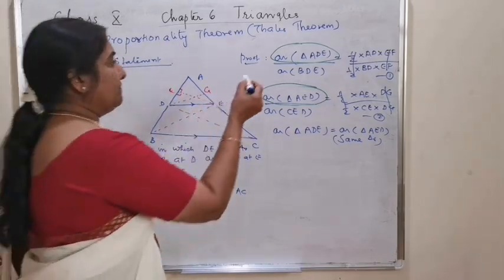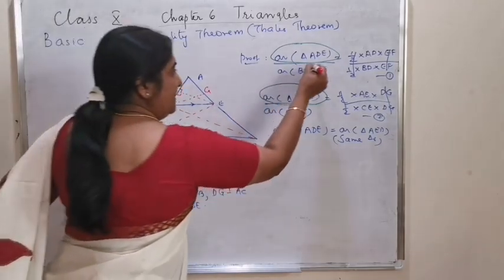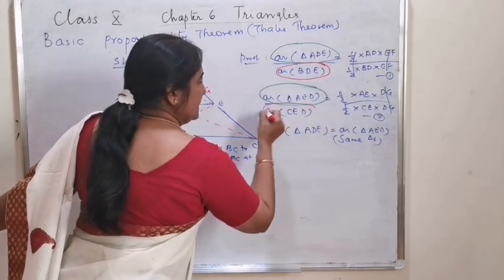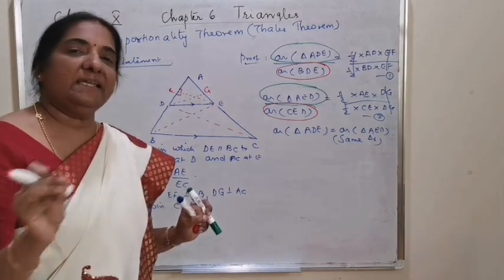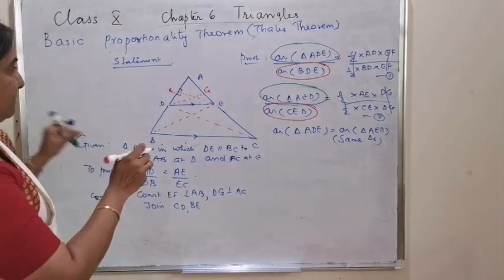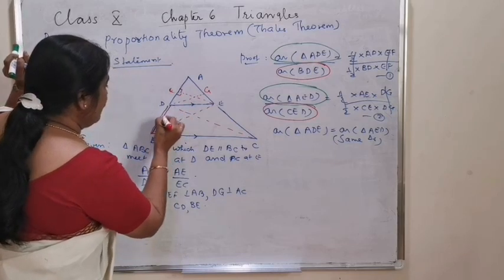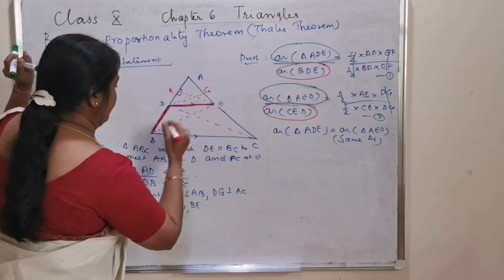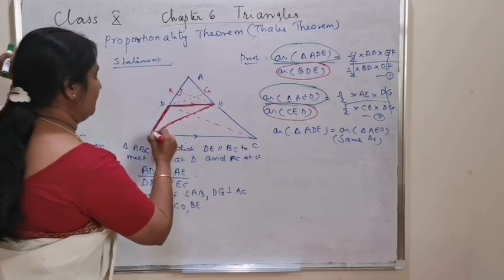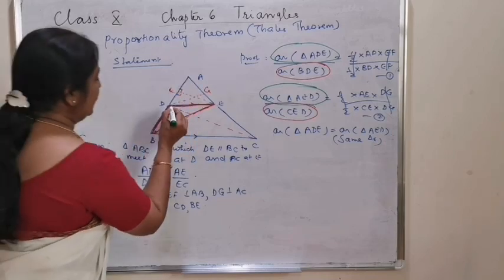What about area of triangle BDE and CED, or you can take it as CDE? Look into that pair, triangle BDE and triangle CDE.